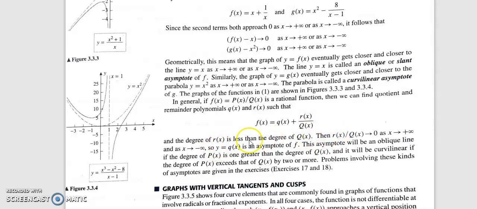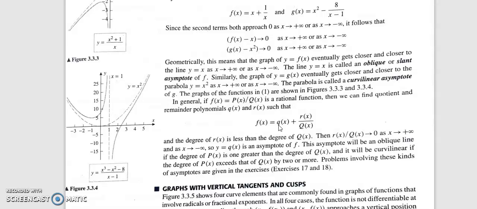Now when the degree of r of x is less than the degree of q of x, the limit of r by q approaches 0 as x tends to infinity and minus infinity. So in this case the function y equal to q of x will become an asymptote. y equal to q of x is an oblique or slant asymptote if q of x is of first degree, and if q of x is of degree greater than 1, that will be called a curvilinear asymptote. That is when you get the oblique asymptote and curvilinear asymptote. The function can be put in this form, so the limit of r by q approaches 0. Then y equal to q of x can be an oblique asymptote or a curvilinear asymptote.